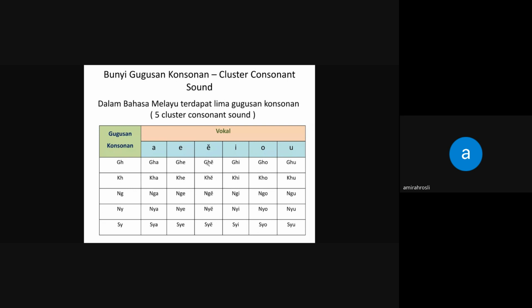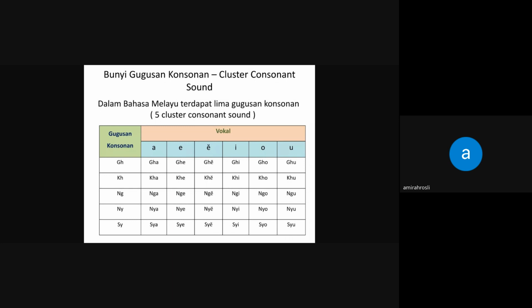But for the ng consonant, if you see this in a word, you have to pronounce both the n and the g sounds, so you have to combine them. It will sound like nga, nge, ngi, ngo, ngu. Same with N and Y: nya, nye, nyi, nyo, nyu. And the SY sound, we can pronounce it as sha, she, shi, sho, shu.